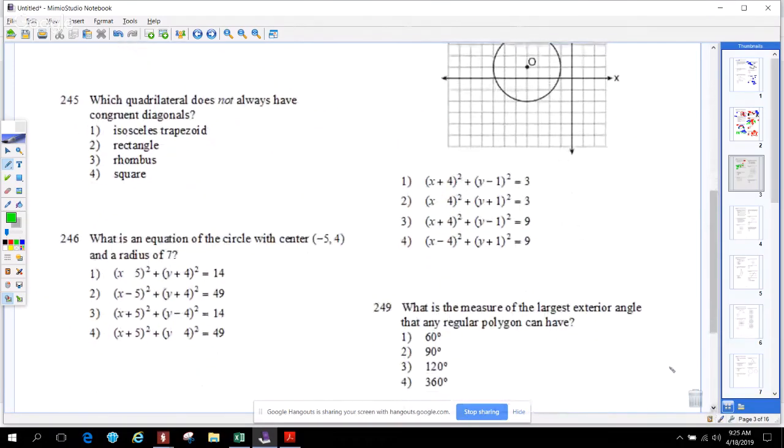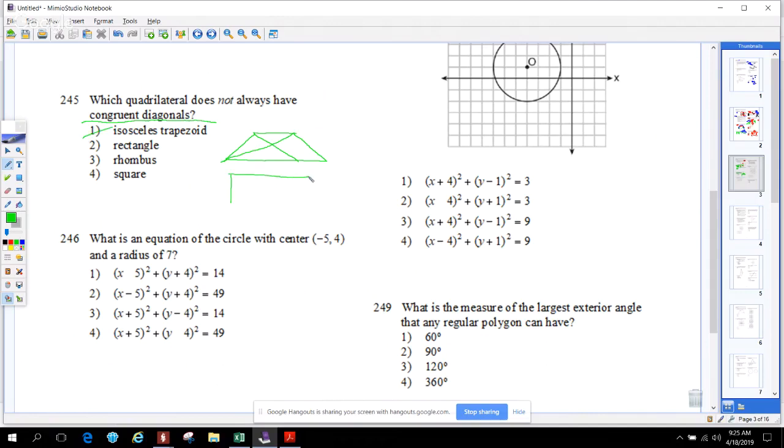Which quadrilateral does not always have congruent diagonals? Ooh, this one I think I know, but I want to make sure. Yeah, I think it's an isosceles trapezoid, but let me double check. Oh no, it's a rhombus. Because in an isosceles trapezoid, since these sides are the same, the diagonals have to be the same. So it's not this one.